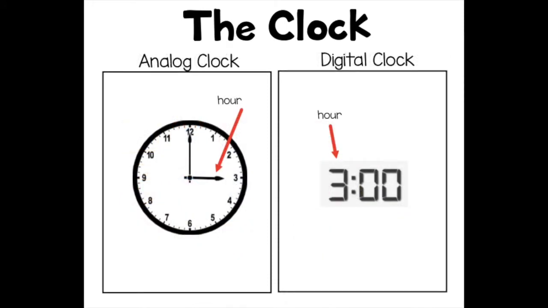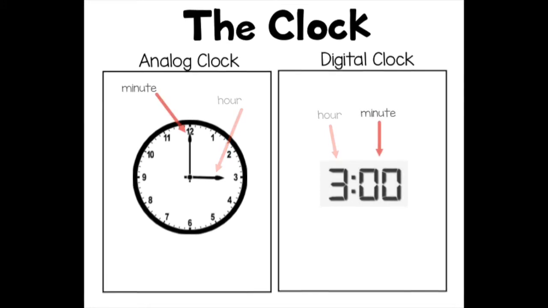And on an analog clock, the part that tells what hour it is is the short hand. And on the digital clock, the part that tells the hour is the first number you see. And the minute hand on the analog clock is the long hand. And the part that shows the minutes on the digital clock are the numbers that come after the two dots. Let's do some learning now.